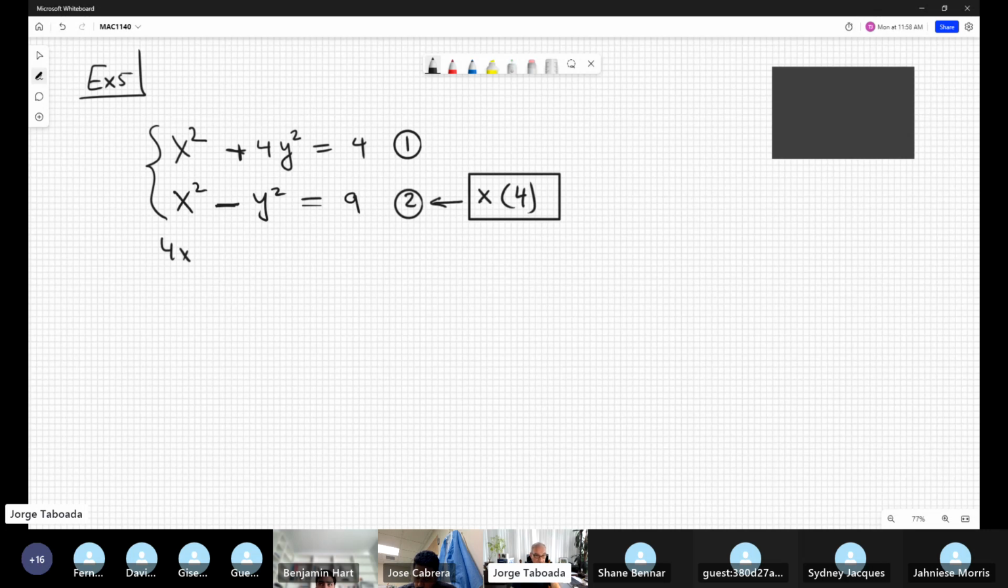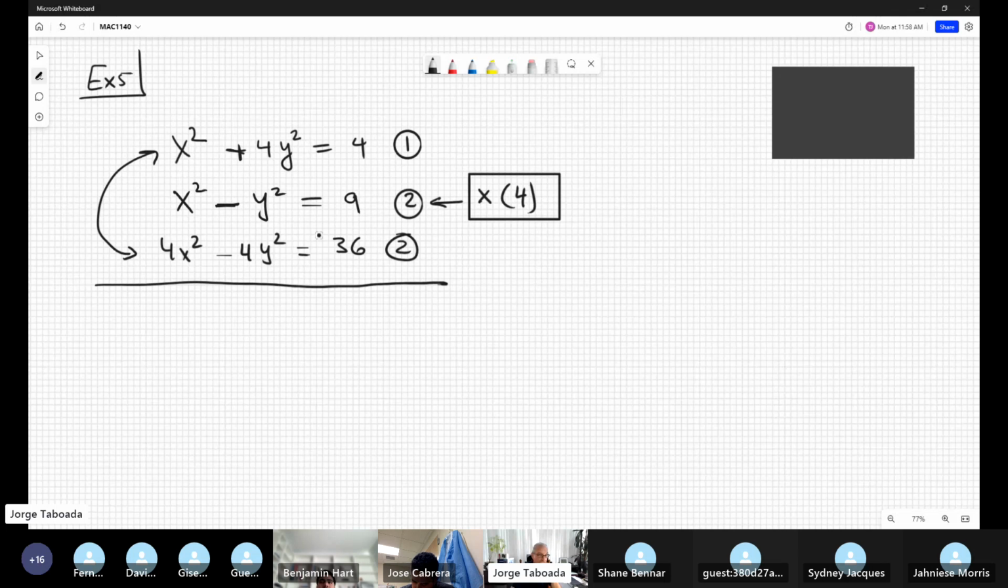We have 4x squared minus 4y squared equals 36. And this is my new equation 2. It's equivalent to the original equation. But now the combination of this equation and this equation is ready to apply elimination. Entonces we have 5, 1 plus 4 is 5, x squared, this is canceled, that was my goal, my intention, and this is 40, no? 40, divide by 5, it's obvious that x squared is equal to 8.